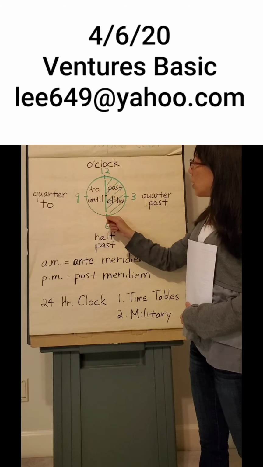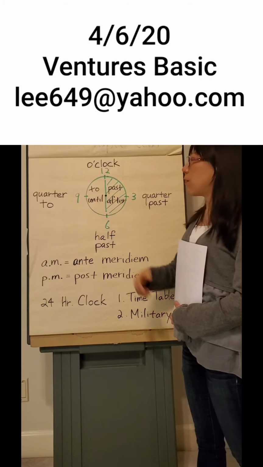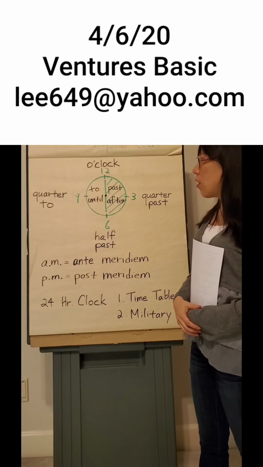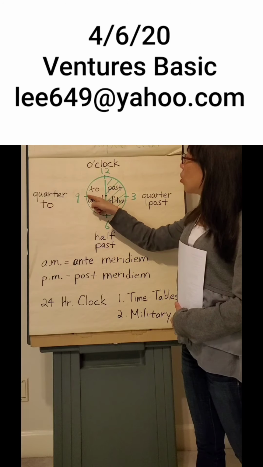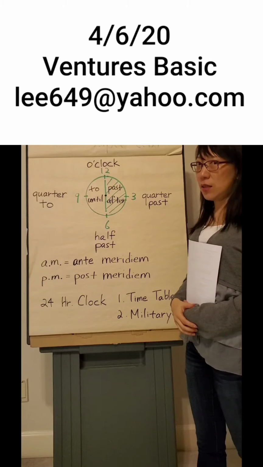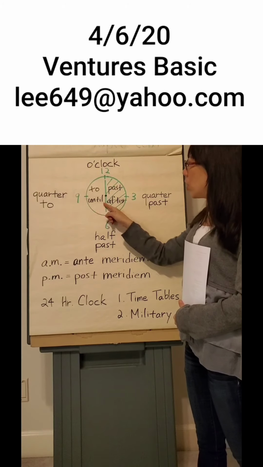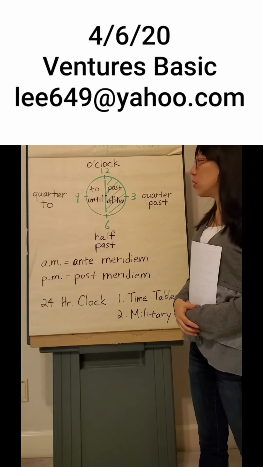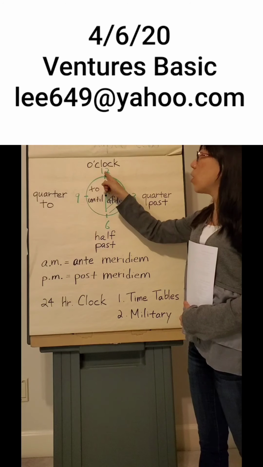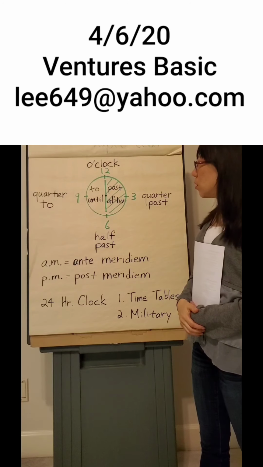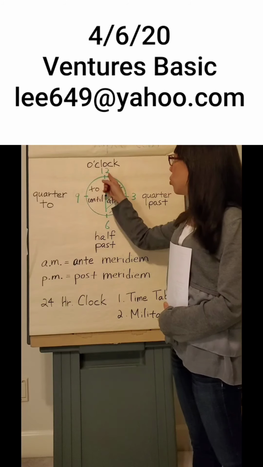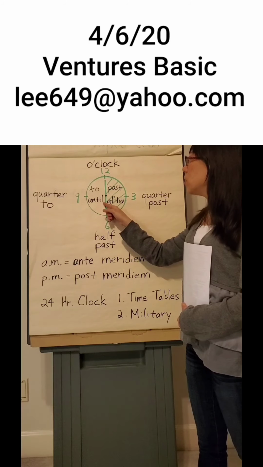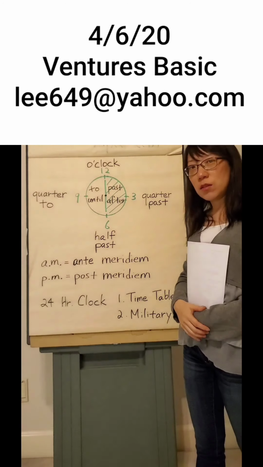And for this side, if it's 9:45, we also say the minute first and then the hour. So we say it's 9:45. Or you could say until. It's a quarter until 12. Also, you could say quarter till 12. Until and till are the same.